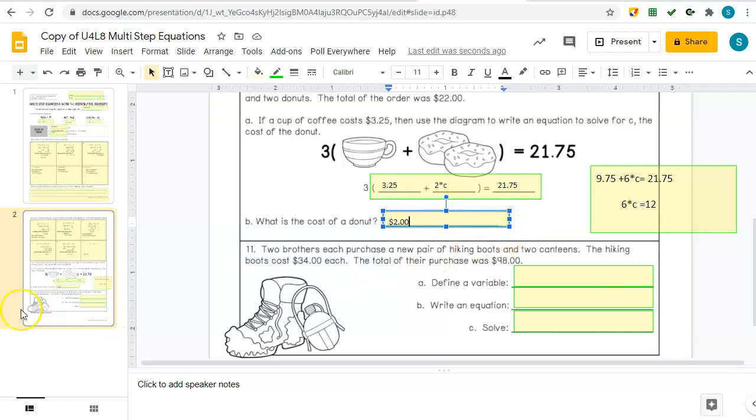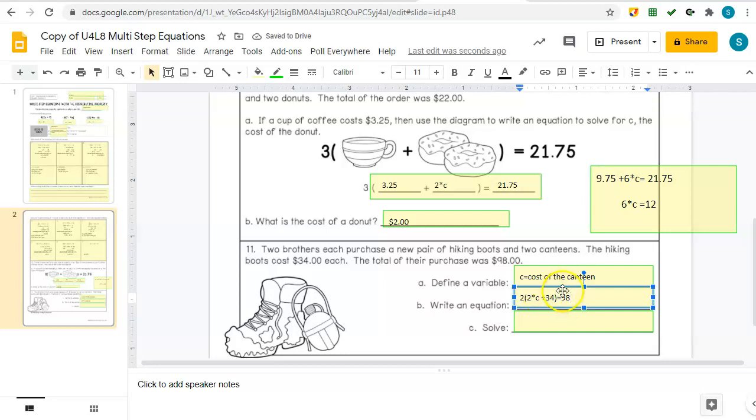Similarly, we can look at this one. 2 brothers can each purchase a new pair of hiking boots and 2 canteens. The hiking boots cost $34 each. Their total purchase was $98. So first we need to figure out what's the thing we're trying to find, the cost of the canteen, right? So let's let C equal the cost of the canteen. Well, we know that 2 brothers, so it's 2 groups of 2 times the cost of the canteen plus 34, and that equals 98.